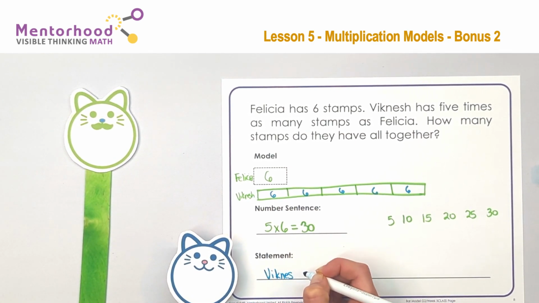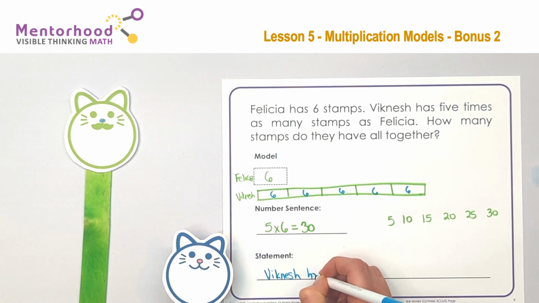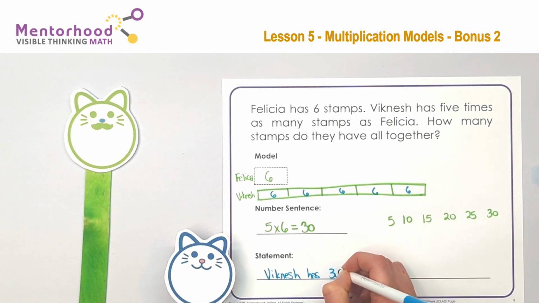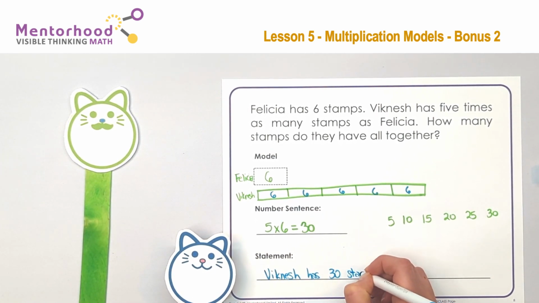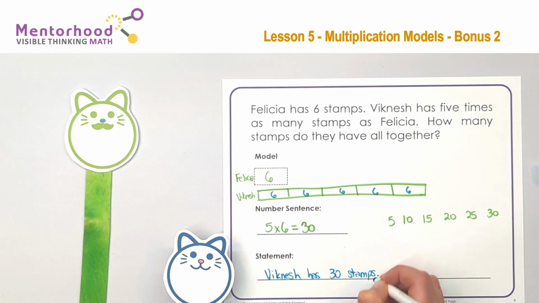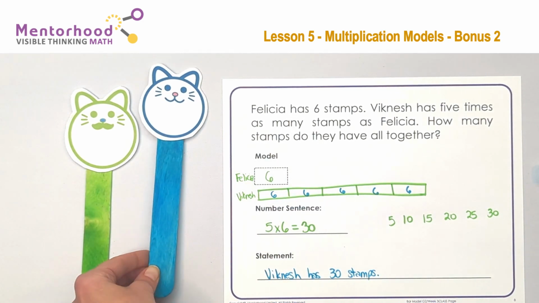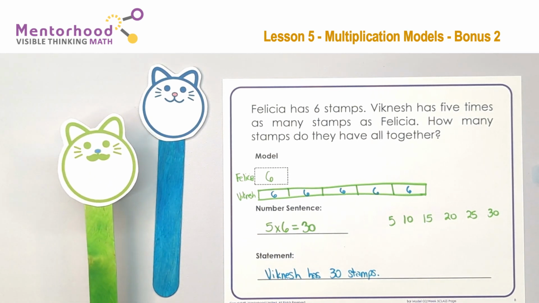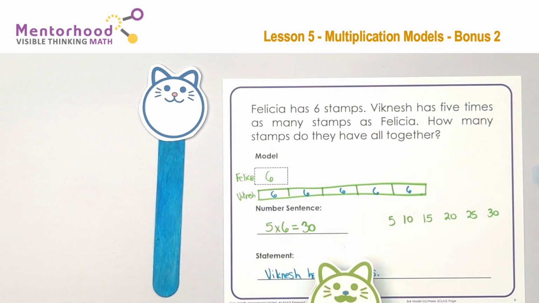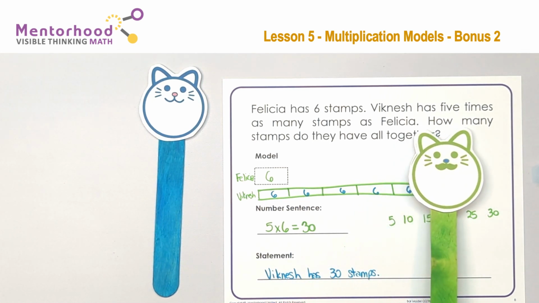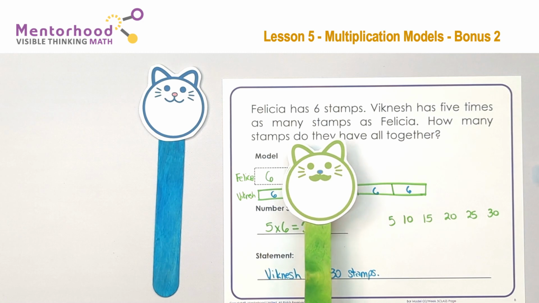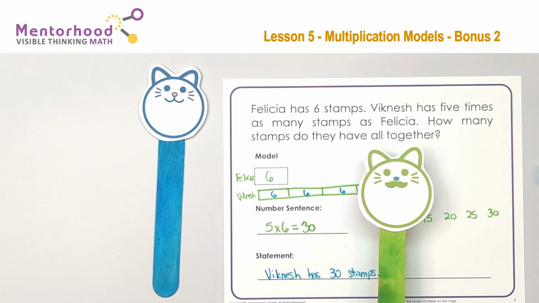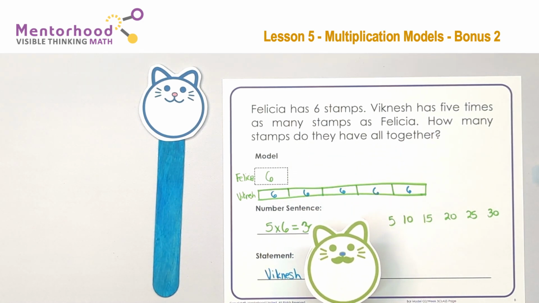Vignesh has 30 stamps. All right, all done. No, Matthew, that's not quite what I meant. This was actually a step of the problem. Take a look at the last sentence. How many stamps do they have all together? Did we get that information?